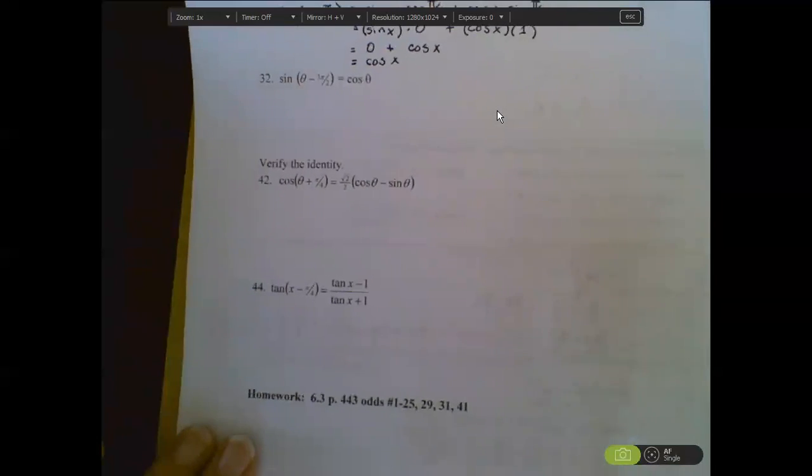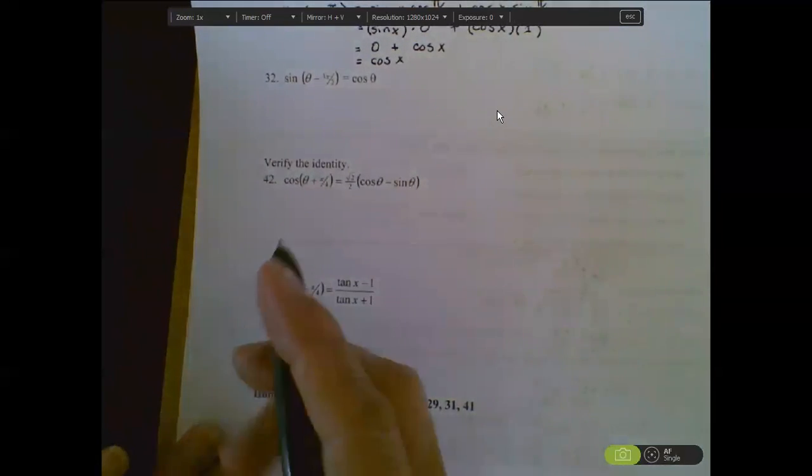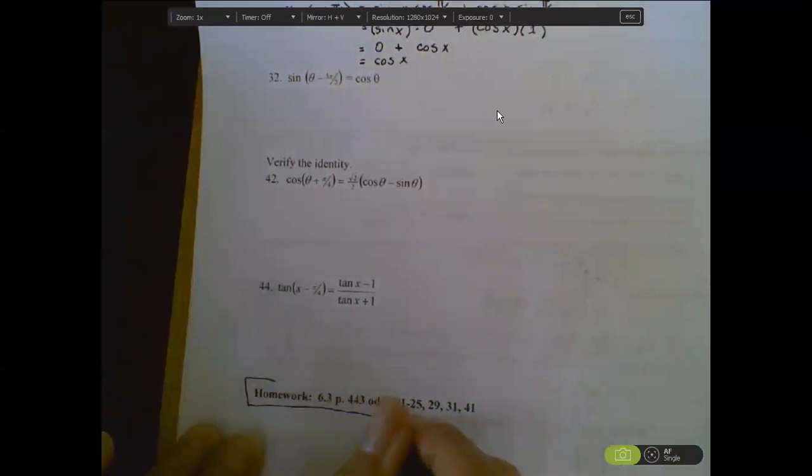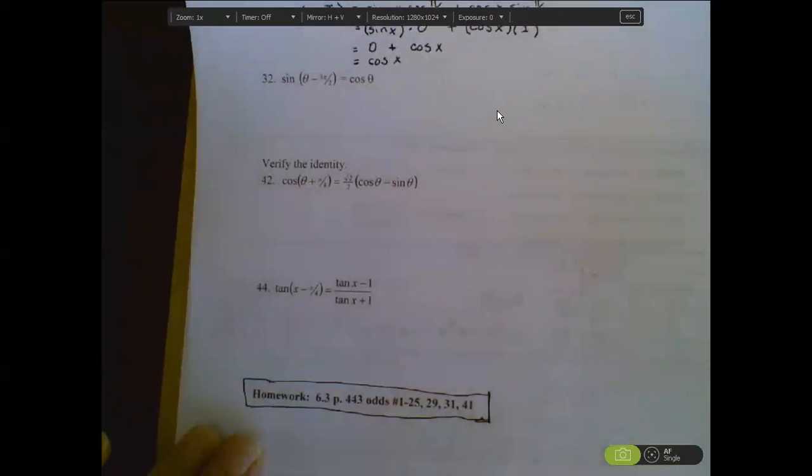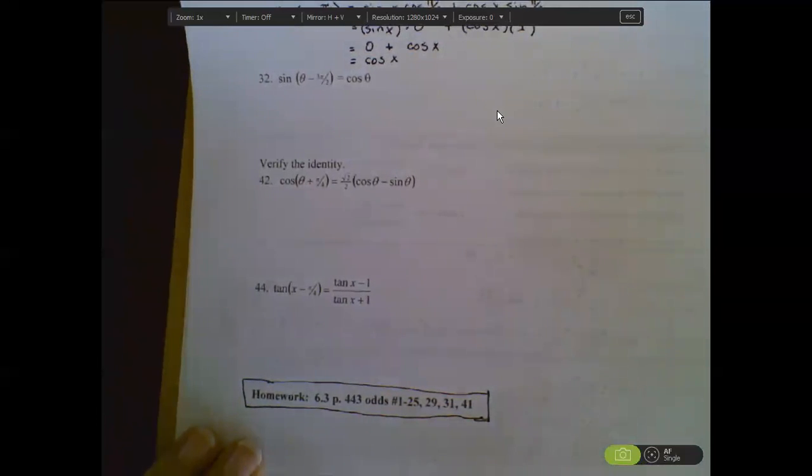Okie dokie. The homework is these problems. And I will be able to Zoom tomorrow. So there is no video for 6.4 for you to watch in advance, but do this 6.3 homework and then I'll record 6.4 as we're going over it tomorrow.